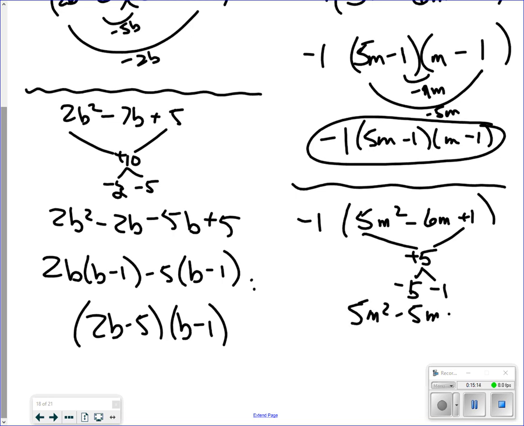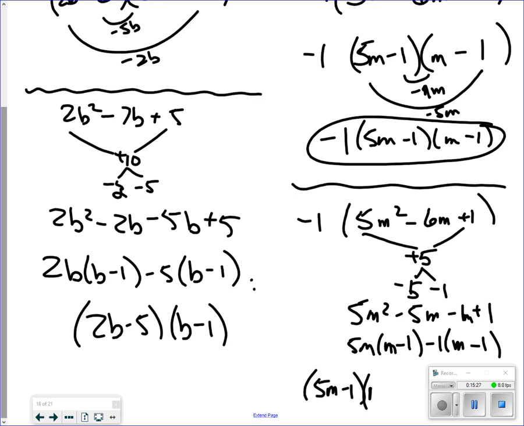Rewrite the question. Take out the GCF of the first two. The GCF of the second two. Group the GCF, keep what's the same, and don't forget the -1 that you took out all the way back in the beginning.